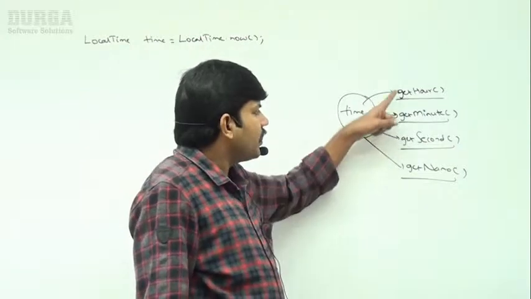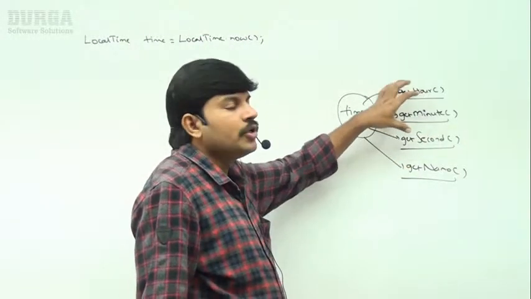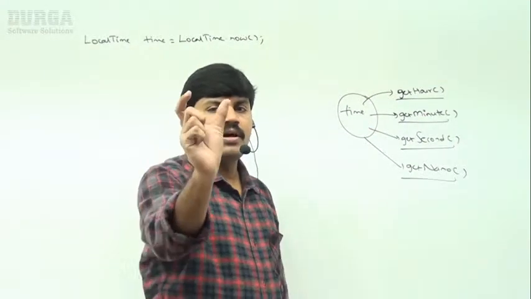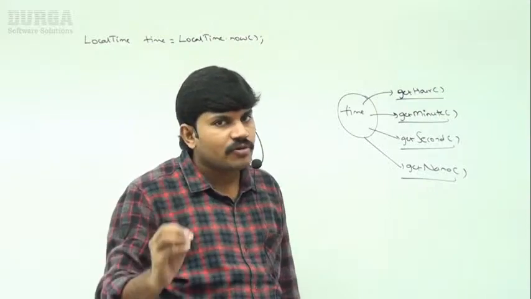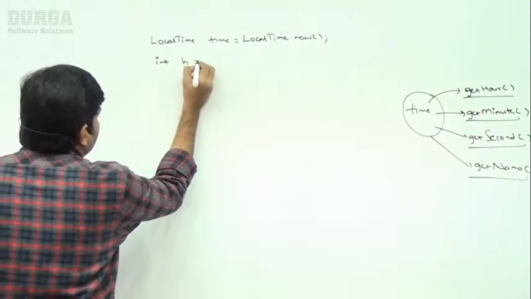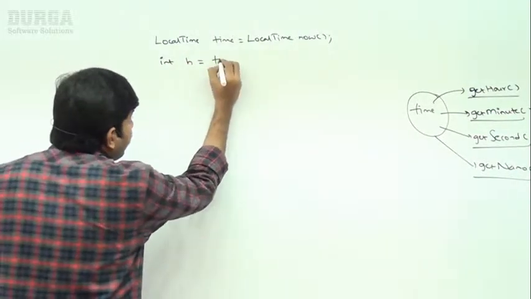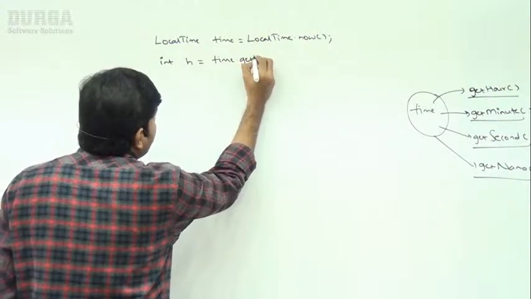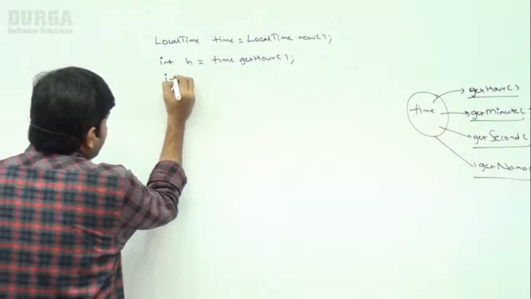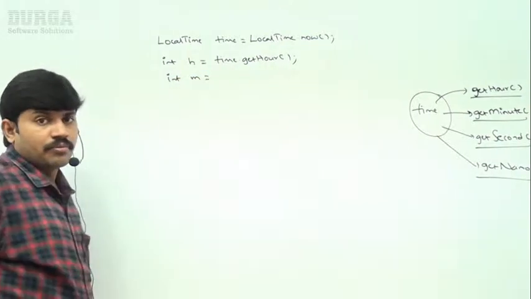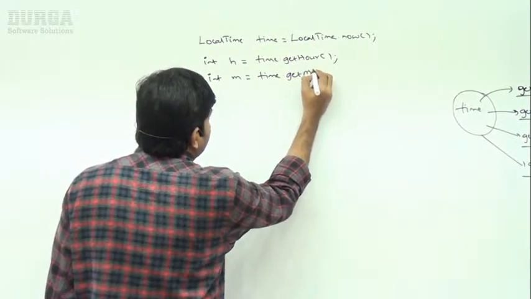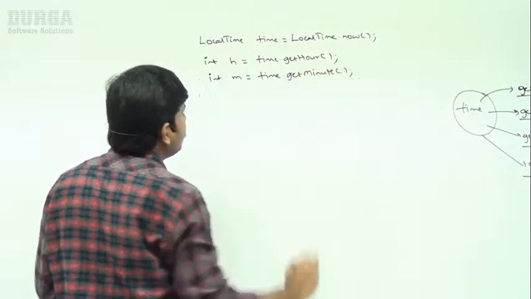So in total, how many methods are available? If you want, you can apply them on the time object. Happily it is going to provide the hour value, minute value, second value, nanosecond value, right? Sir, let me apply. int hour equals time.getHour(). Next, int m, the minute value, equals time.getMinute(). Are you getting? time.getMinute().